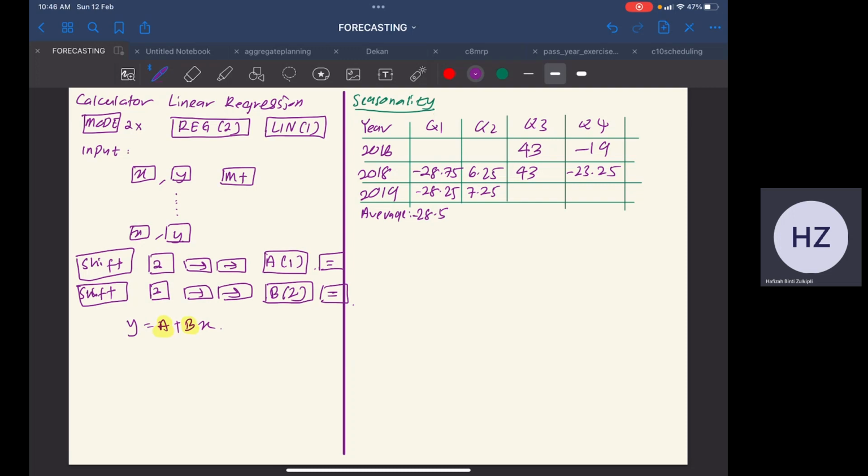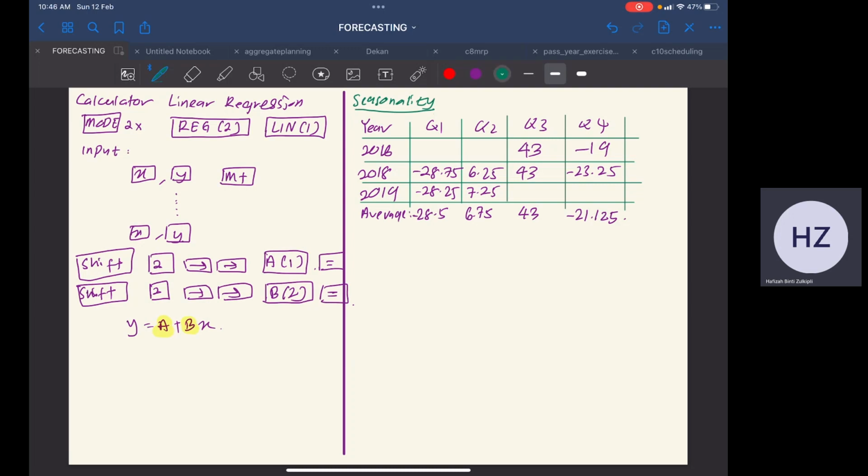And then the next part is 6.25 plus 7.25 divided by 2, 6.75. 43 plus 43 divided by 2, you get 43. Negative 19 minus 23.25 divided by 2, you get negative 21.125. The average.